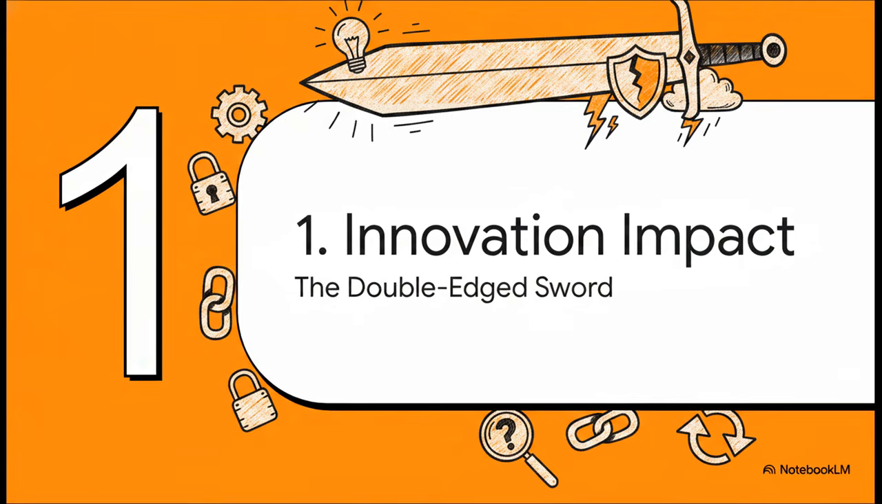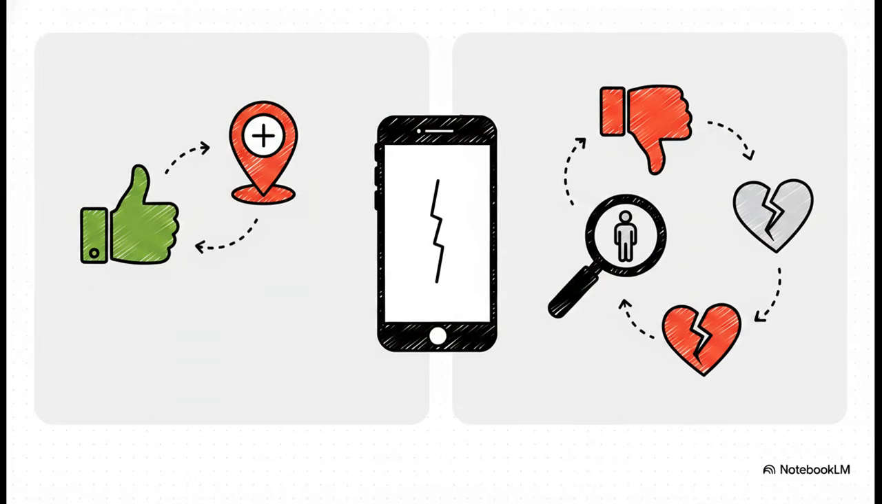We call this the double-edged sword. Because let's be real, there's absolutely no such thing as a technology with zero side effects. An innovation like GPS or AI can be incredibly good or surprisingly bad, depending entirely on the user, the context, and how widely it's adopted.